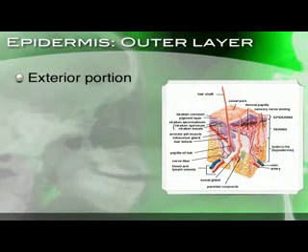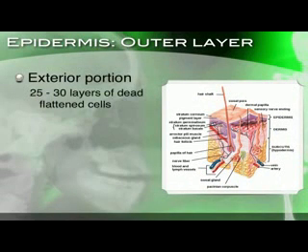So we're talking about the outer layer, but even that outer layer has an exterior portion. And this exterior portion is made up of 25 to 30 layers of dead, flattened cells. So when you look at your skin, the layer that you're seeing is a bunch of dead cells. When you're at home sweeping up the dust, what's most of that dust that you're sweeping up? Dead skin cells.